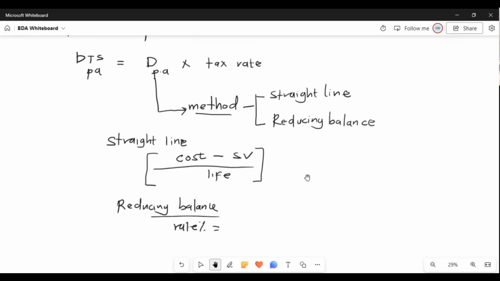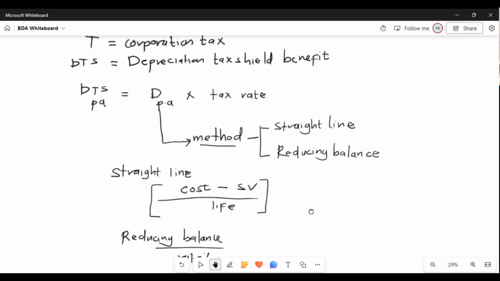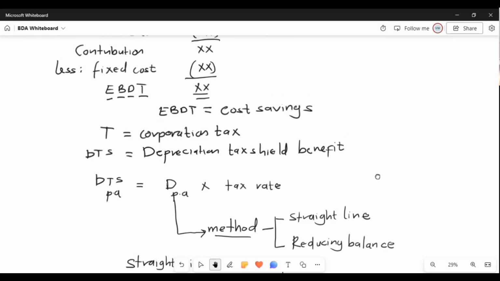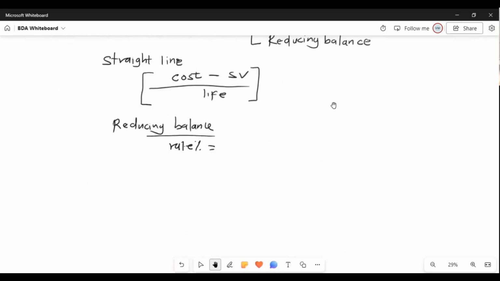After getting the DTS, now we can get our net cash flow. After getting the three types of cash flows, which is the initial cost, the terminal cash flow, and the net cash flow, we can now try to get our NPV, but we need the period N and the discounting rate R.